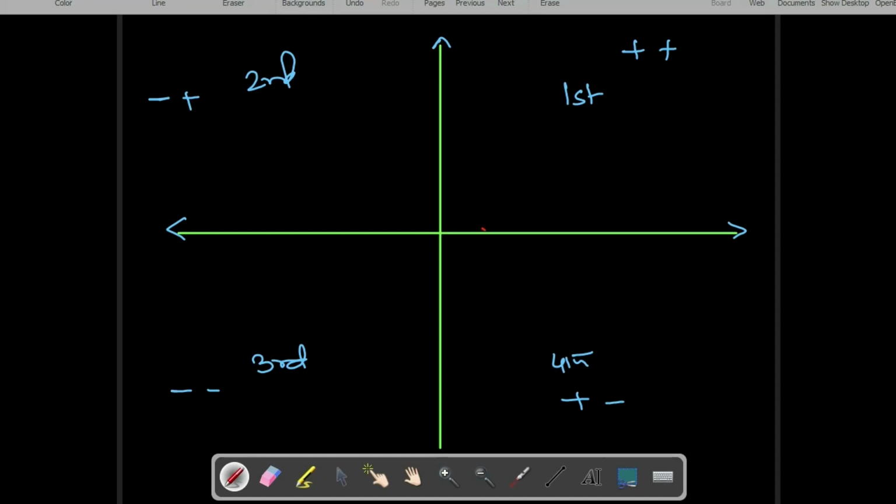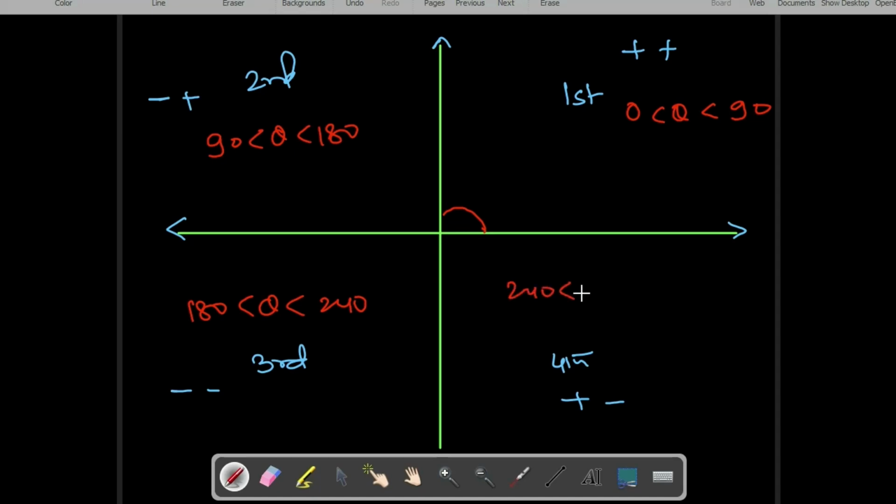Now the angle, if you see, is going to be 0 to 90, less than 90, right? So theta is greater than 0 but less than 90. Here it is greater than 90 but less than 180. In this case it is going to be greater than 180 but less than 270. And then here it is greater than 270 but less than 360. Okay, so this is how we can divide the quadrants.